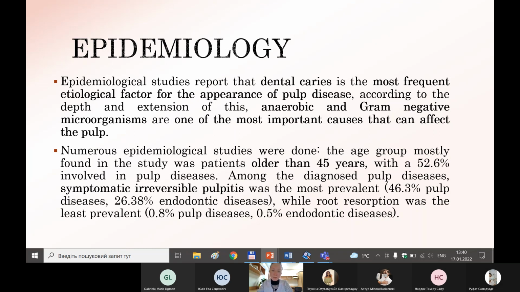Among the diagnosed pulp diseases, symptomatic irreversible pulpitis, we will discuss this classification later, was the most prevalent, 46%.